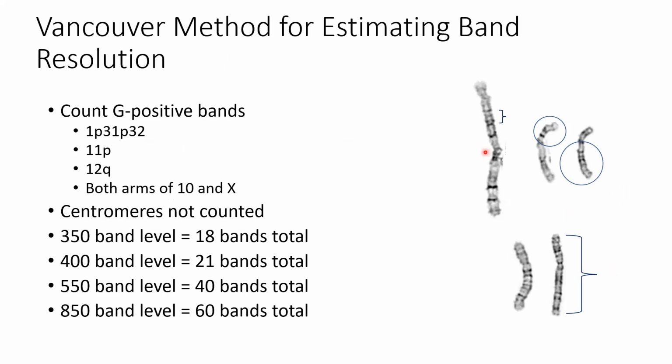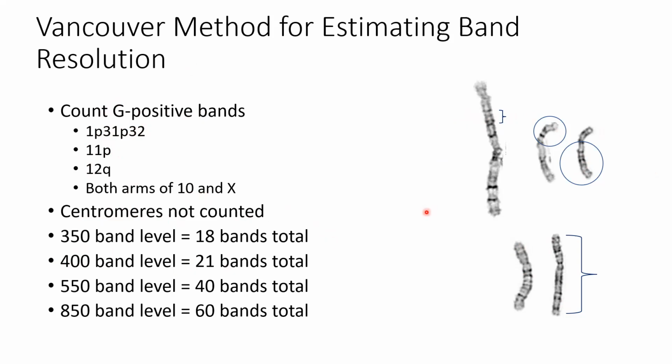So this is the Vancouver method, named because it was developed there. What they do is count the G positive bands on these chromosomes, like 1p, 3q, which I've marked for you, 11p and 12q, and then both arms of 10 and X. So they count all the G positive bands and do not count the centromeres. And then you extrapolate from there.